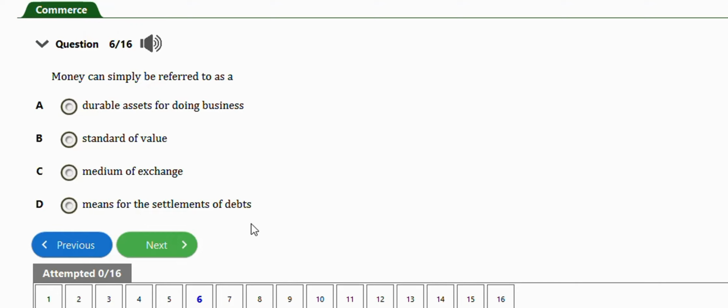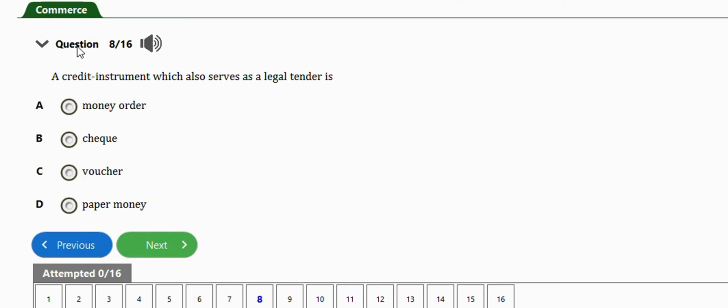The right answer is option C, medium of exchange. Next question. Money can simply be referred to as durable asset for doing business, standard of value, means of settlement, measure of value. The right answer here is option D, measure of value. Next question. A credit instrument which also serves as a legal tender is money order, check, voucher, paper money. So the right answer is option D, paper money.